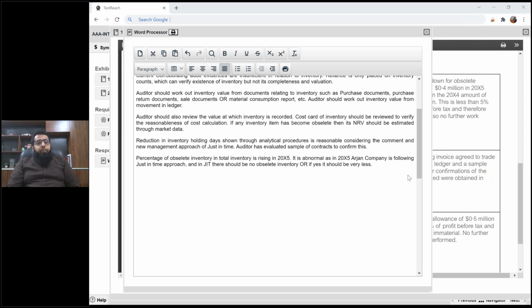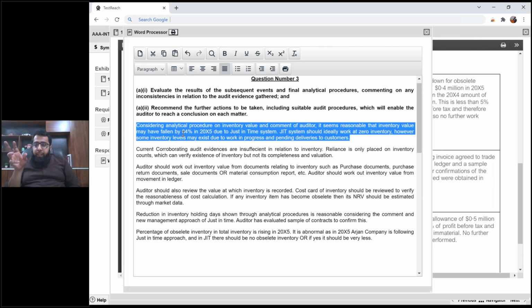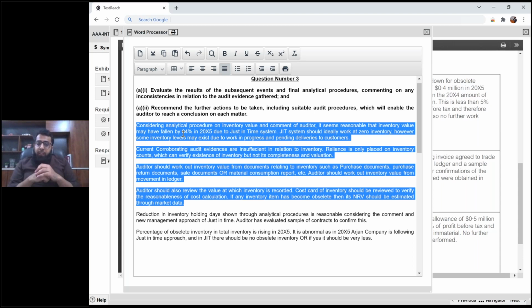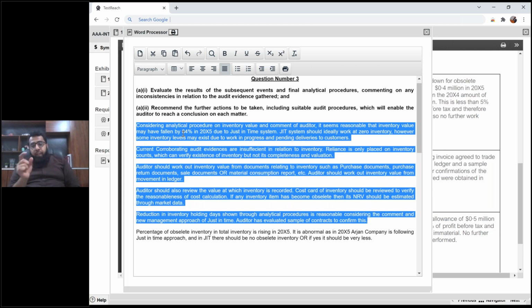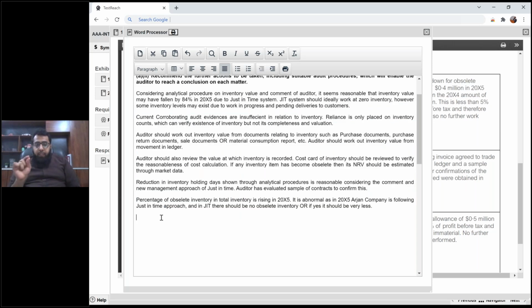Okay. Now, if we look at the question, considering the analytical procedure on inventory value, we first of all commented that the reduction in the inventory value is reasonable as per just-in-time approach. Then we commented on the corroborating evidences. Then we commented on what additional procedure the auditor should be performing. Then we said that reduction in holding days through analytical procedures is reasonable because they have moved to just-in-time. And then we commented on the obsolete inventory: the rise in obsolete inventory as a percentage of total inventory is abnormal. Why is this abnormal? Because in just in time, the percentage should reduce, or ideally it should be zero.